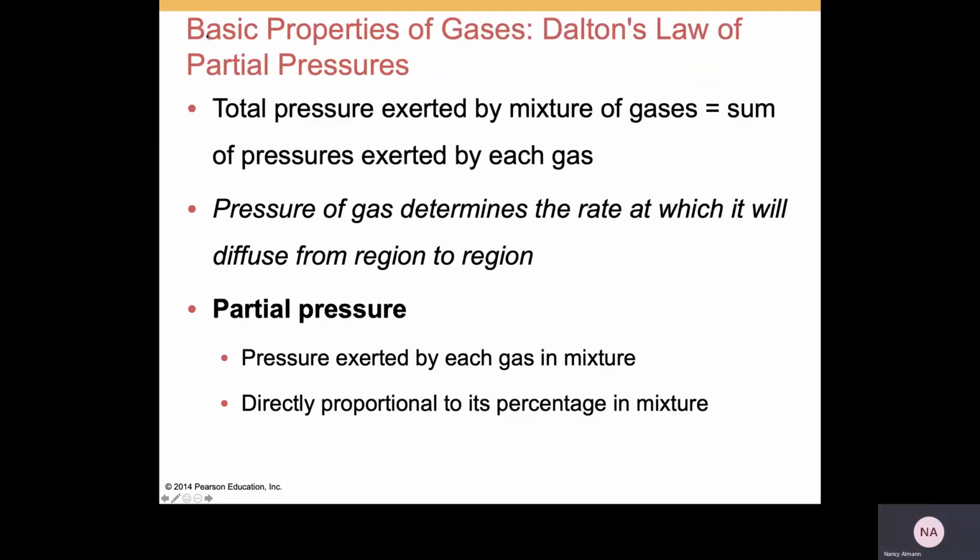You need to know about Dalton's law of partial pressure, which in short says this: the total pressure exerted by a mixture of gases is the sum of the pressures exerted by each gas. So the pressure of a gas is going to determine the rate at which it will diffuse from region to region. When you talk about partial pressure, you're talking about the pressure exerted by each gas in a mixture, and it is going to be directly proportional to its percentage in the mixture.